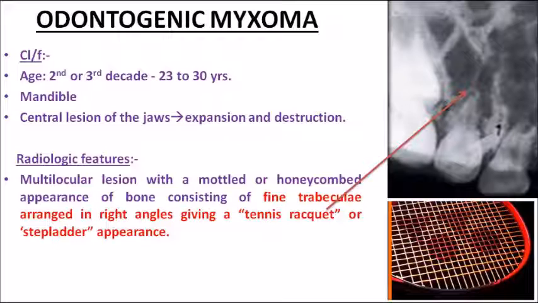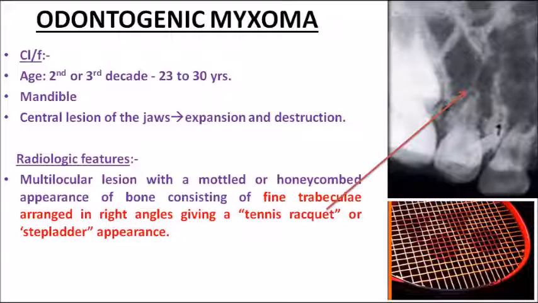So the radiolucent areas are in compartments, like fine trabeculae arranged at right angles to each other. Because of this characteristic arrangement, like a tennis racket, the radiological feature of odontogenic myxoma is given as a tennis racket appearance or a step ladder appearance. Tennis racket or step ladder appearance radiographically is seen in case of odontogenic myxoma.